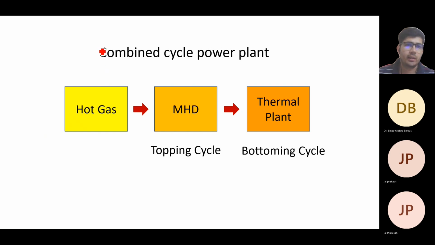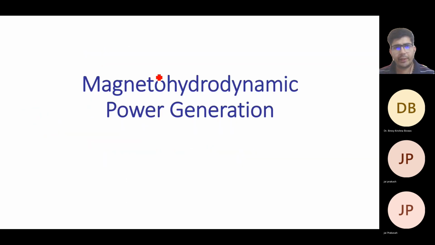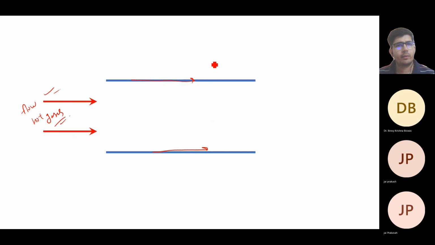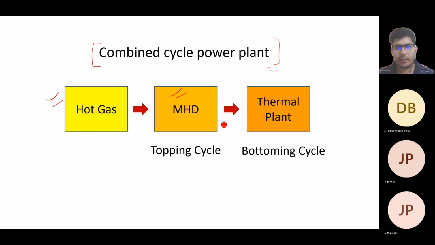So in a combined cycle power plant, we have hot gases, and on the topping cycle we can put MHD. MHD is short form of magneto-hydrodynamic power generation. And in the bottoming cycle, we have a thermal plant. So for a combined cycle power plant, we have hot gases. Then in the topping cycle, we have MHD. And for the bottoming cycle, we have a thermal plant.